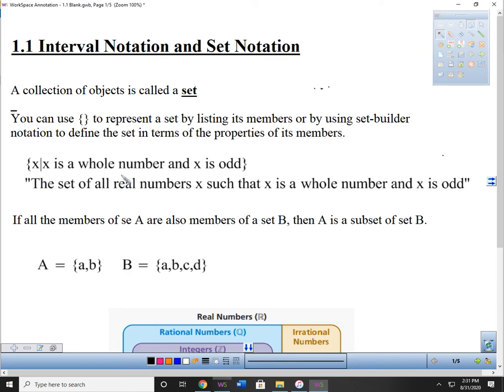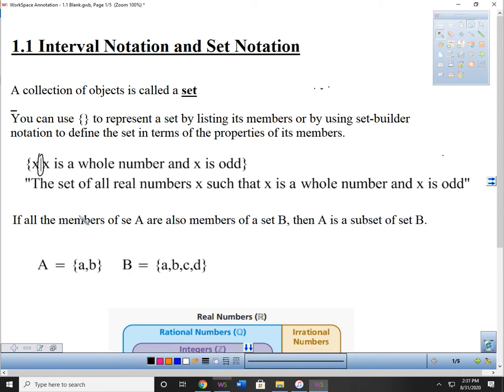So this is set builder notation. It always has the braces on the ends, the X, and this line right here. The set of all real numbers X such that X is a whole number and X is odd. So this is just the terms of the members in this set. They are whole numbers and they're odd, so odd whole numbers.